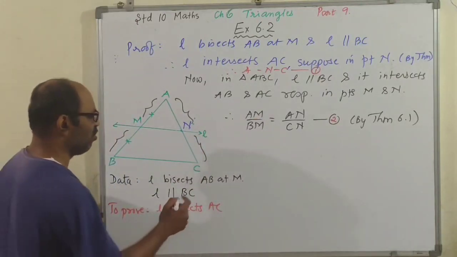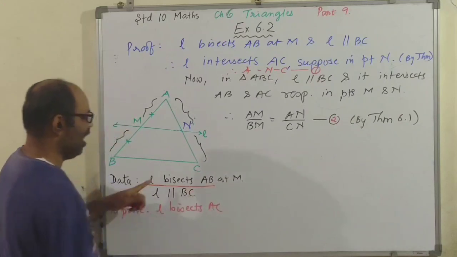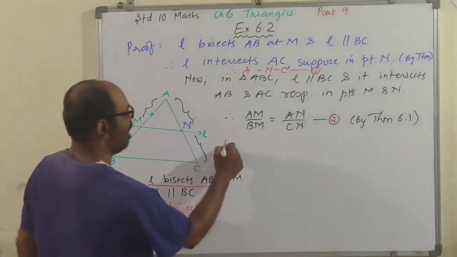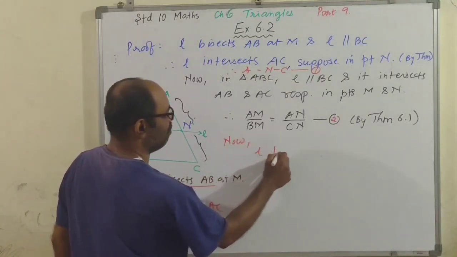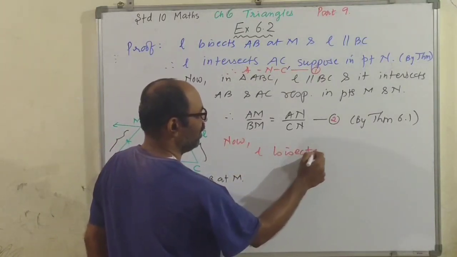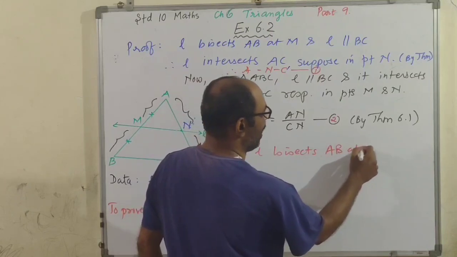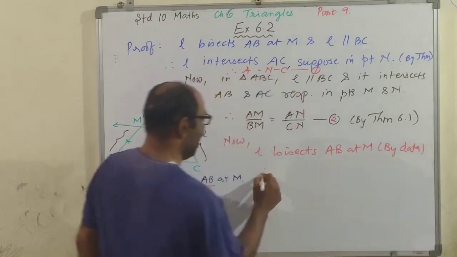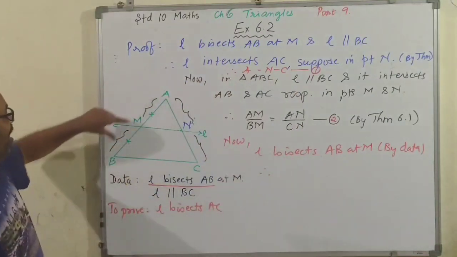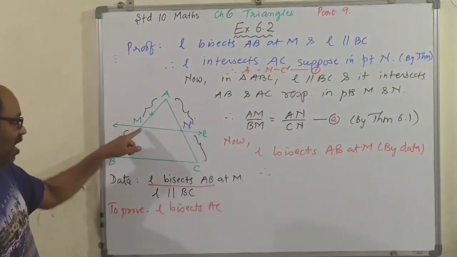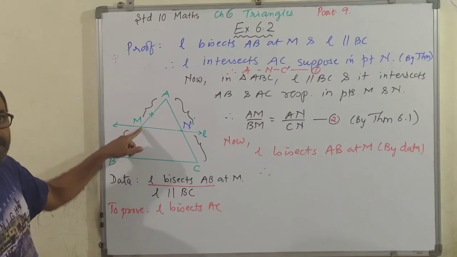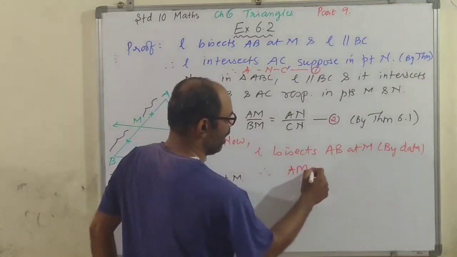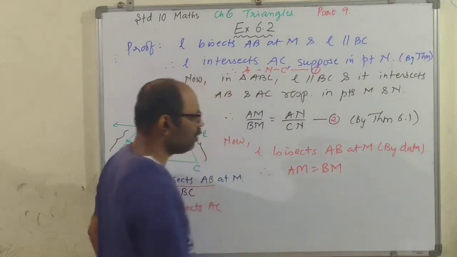Now, I have not used this yet. L bisects AB at M. Now, L bisects AB at M by data. Therefore, you can say AM equal to BM. If M bisects AB, it means M is the midpoint. So AM equal to BM. Therefore, AM equal to BM.